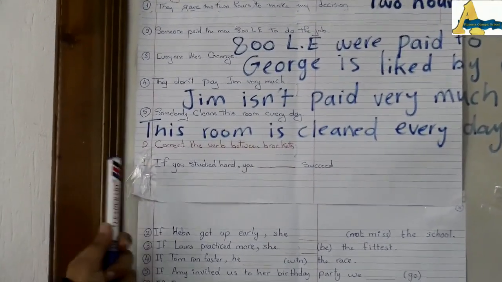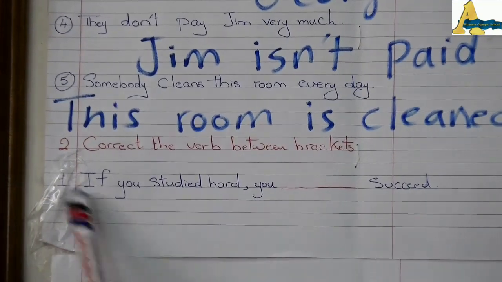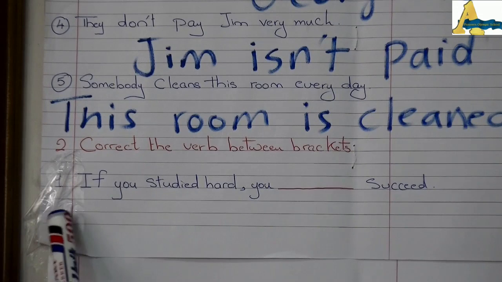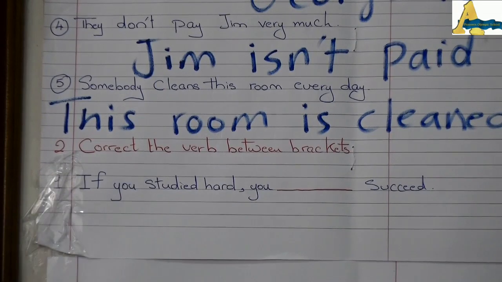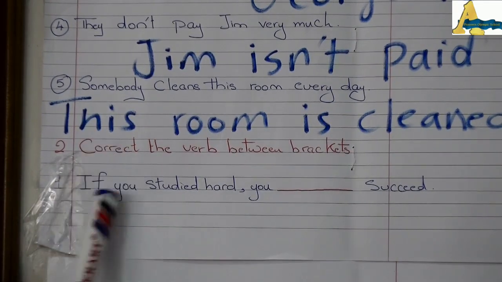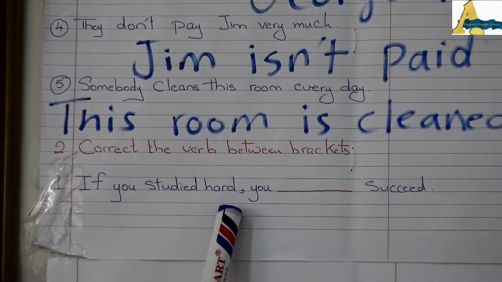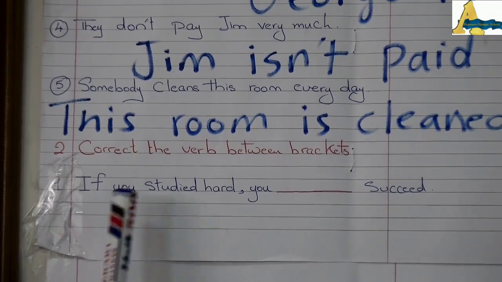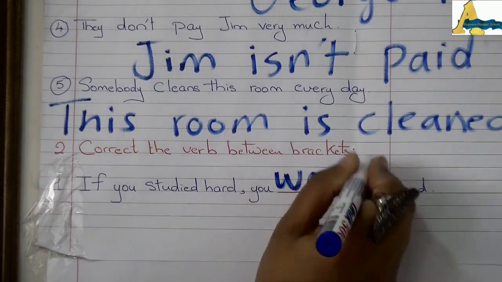Next question, correct the verb between brackets. Here, we will use if conditional case 2 to finish the questions. Of course, you know that if conditional type 2 has 2 clauses. The first clause includes if plus the past simple, and then we separate with a comma, and then we put would plus the infinitive form of the verb. So here, if you studied hard, you would, excellent, succeed.